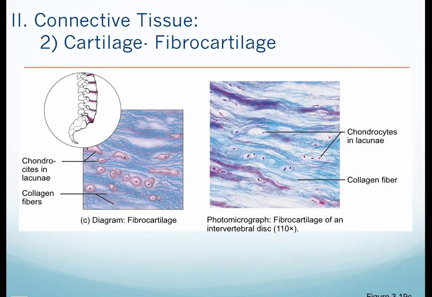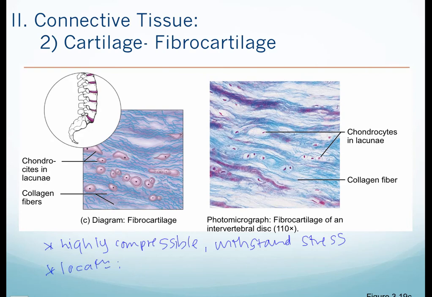Next type of cartilage that we have is the fibrocartilage. And this function is that it's highly compressible. And it can be used to withstand stress. Area that we find it is between the vertebra. Okay, and so here we have it. Nice cushioning support. Every time you jump up and down, it can also help absorb that shock while still giving that great structural support.